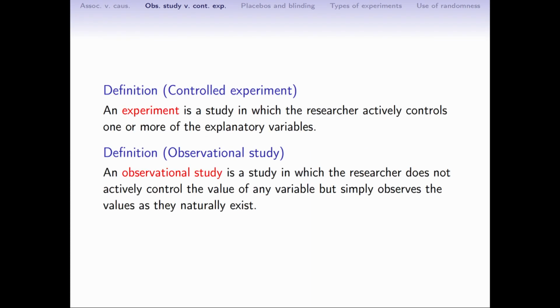Let's take a look at these two definitions in some detail here. We want to compare and contrast controlled experiments with observational studies. So, an experiment is a study in which the researcher actively controls one or more of the explanatory variables. By contrast, an observational study is a study in which the researcher does not actively control the value of any variable, but simply observes the values as they naturally exist.